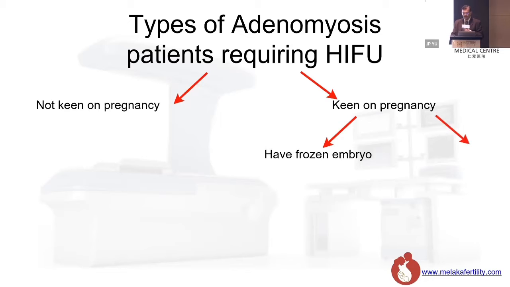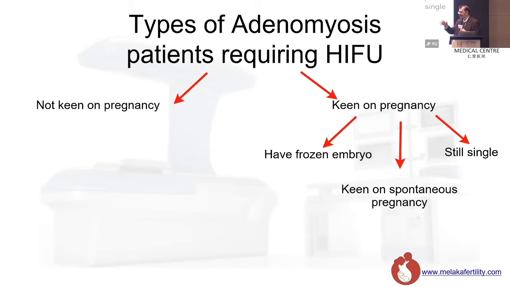The second group are the ones who are still single. I want to get pregnant, 38, 39, 40, I have adenomyosis, I want to get pregnant. Now, what am I going to do with them? And the third one are the ones who want to get pregnant on their own after adenomyosis treatment. I don't like these patients because I don't know what to do with them. I'll explain to you why.